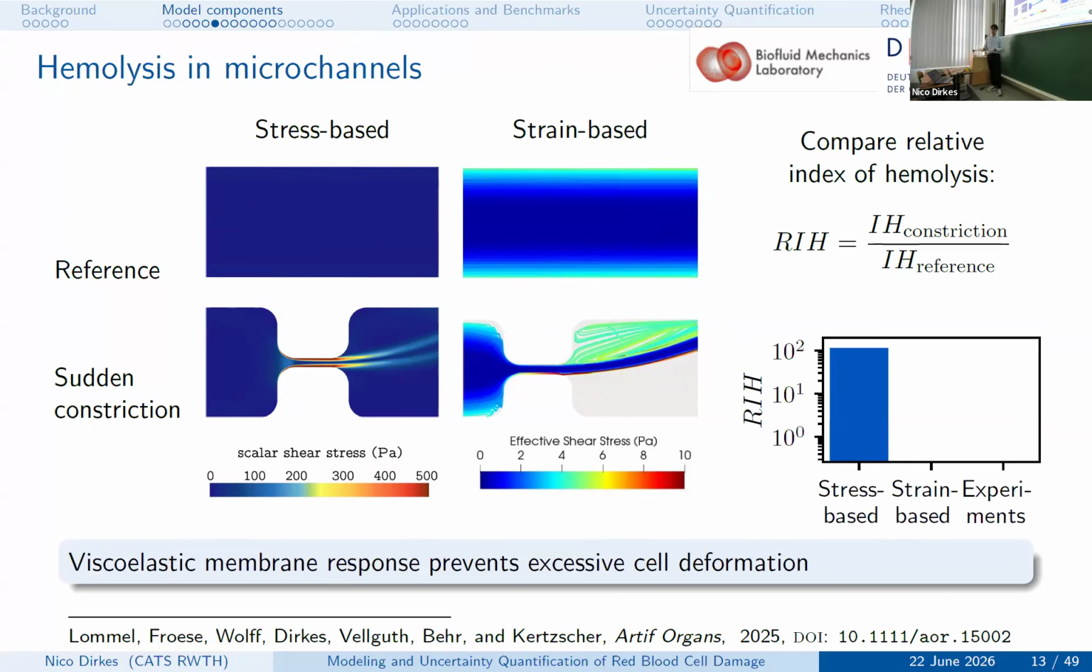And essentially, the stress-based model predicts much higher hemolysis by a factor of 100. The strain-based model predicts almost no additional hemolysis because this exposure time here is so small. And if we run these experiments, we really see that there is almost no hemolysis in these constriction channels, despite these high stresses. So this is why it's important to not just consider the fluid stress, but also consider the history of the stress and model the viscoelastic response of these cells.